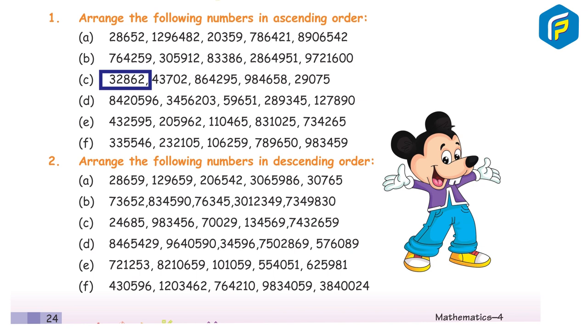C. 29,075, 32,862, 43,702, 86,4,295, 98,4,658. D. 59,651, 12,007,890, 28,9,345, 34,56,203, 84,20,596. E. 11,465, 2,5,962, 43,2,595, 73,4,625, 8,31,025.